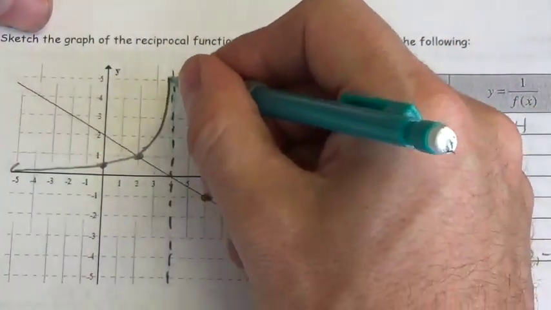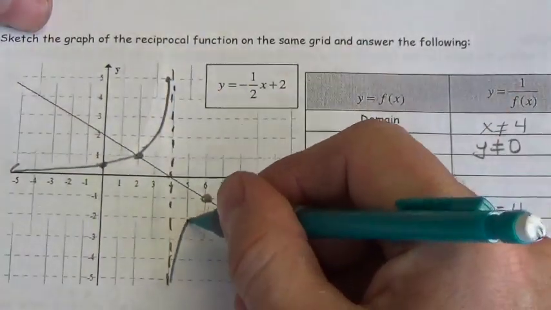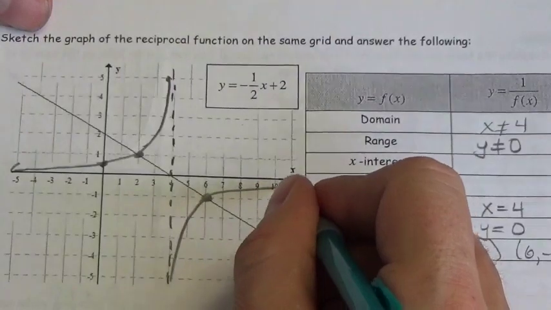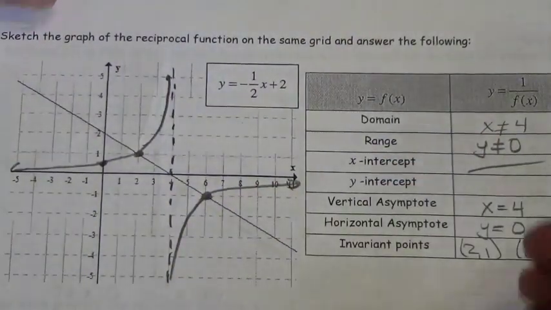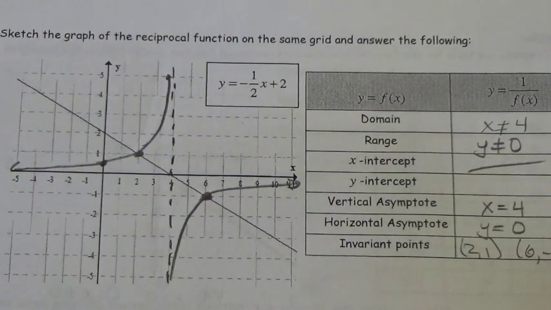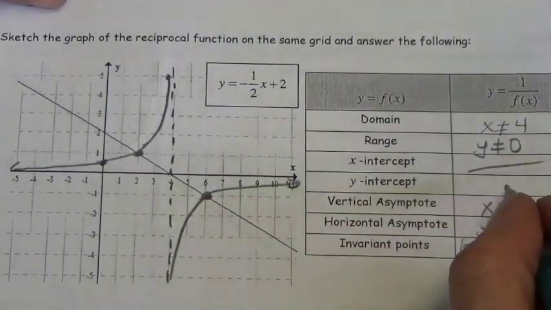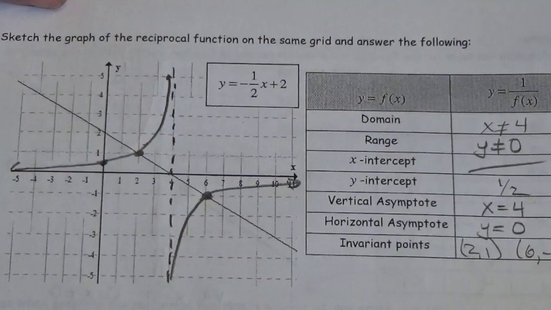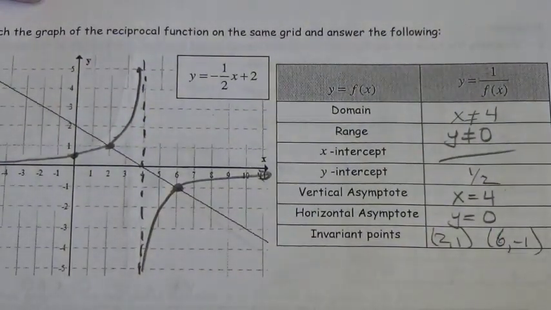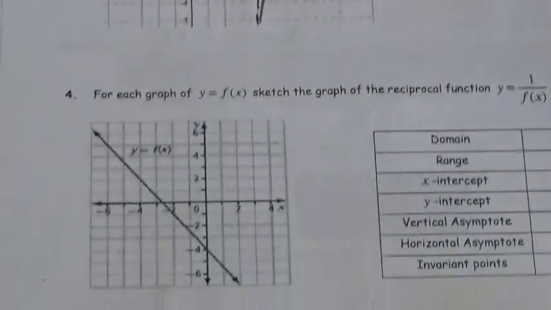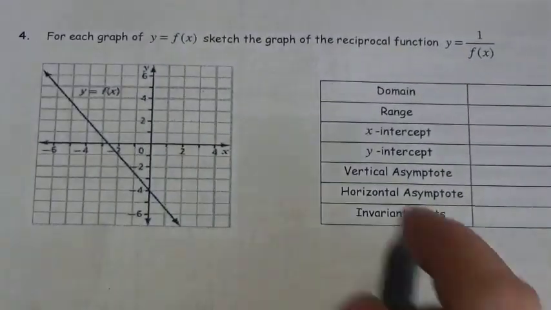So this graph's going to look something like that. My x-intercept, again, it doesn't have any because the asymptote is on the x-axis, but the y-intercept here was positive 1/2. You can see all those pieces there. Okay, let's try one more. Take a look at this one right here.